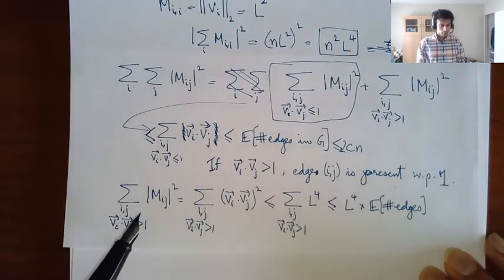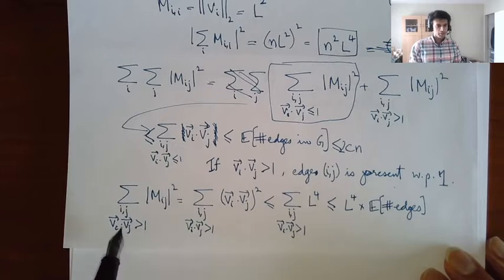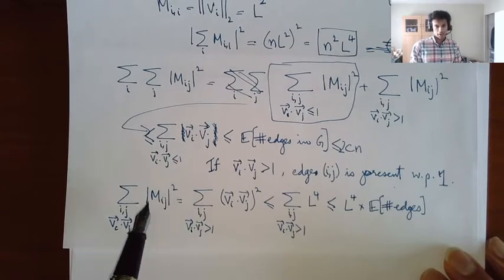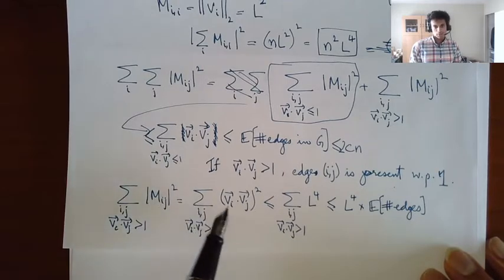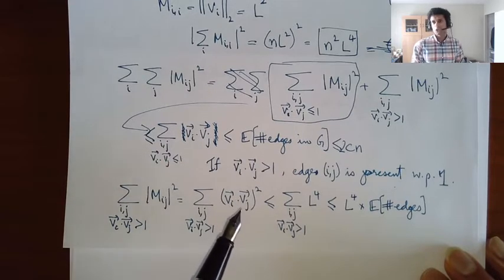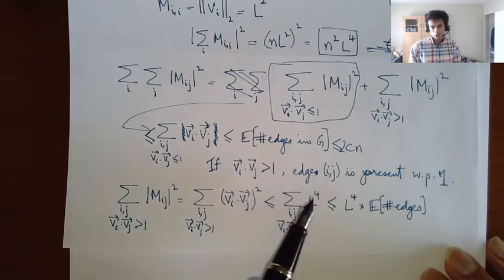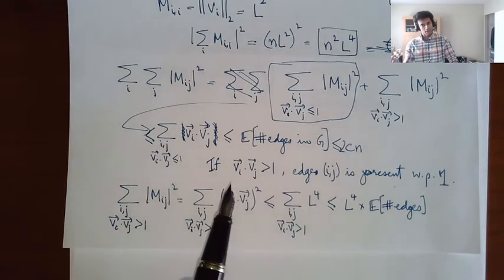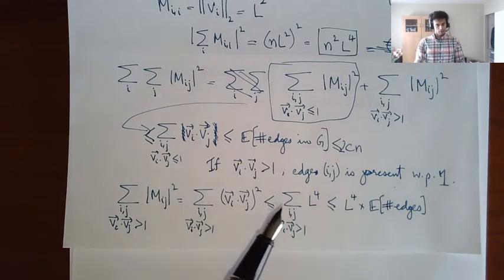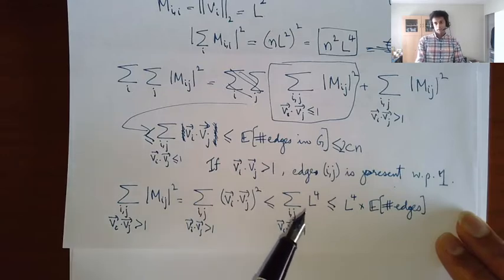So now let me process this. Let me do this part. So I have the sum of mij squared. Vi dot vj was strictly greater than 1. So I can replace this by the dot product. The dot product is at most L squared. Cauchy-Schwarz here. So that was Cauchy-Schwarz. And then I get a fourth power here because vi dot vj was at most L squared, the square of which is L to the fourth. Right? So I get the summation over vi dot vj strictly greater than 1 of L to the fourth.